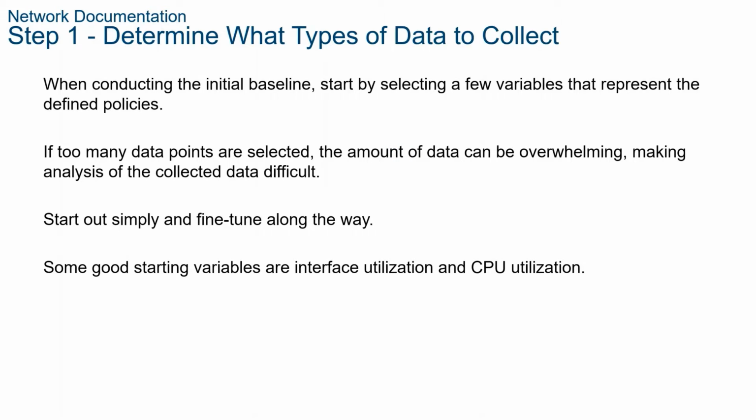So, what are the steps in network documentation? Step number one is determine what types of data to collect. When conducting the initial baseline, start by selecting a few variables that represent the defined policies. If too many data points are selected, the amount of data can be overwhelming, making analysis of the collected data difficult. So start out simply and fine-tune along the way. Some good starting variables are interface utilization and CPU utilization.